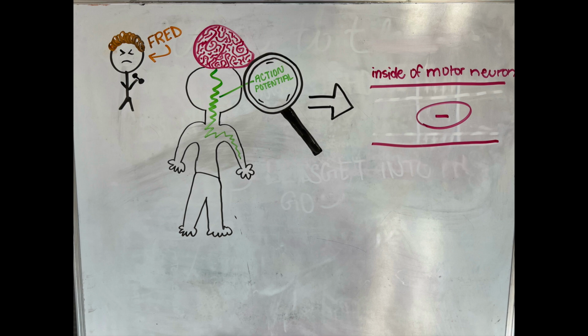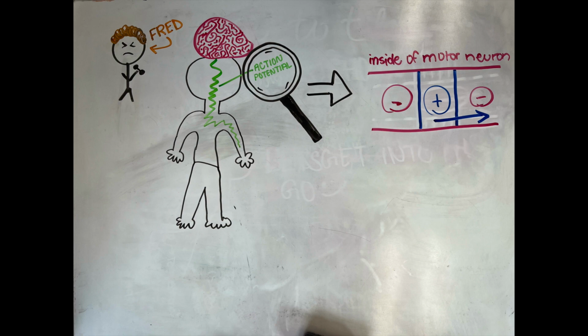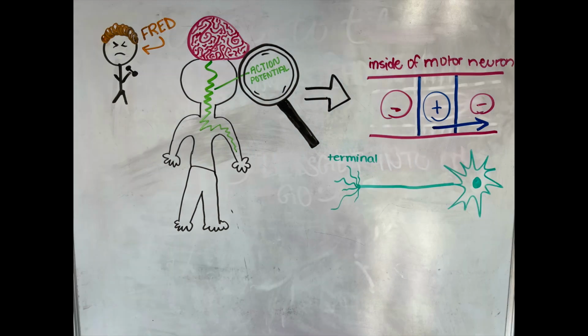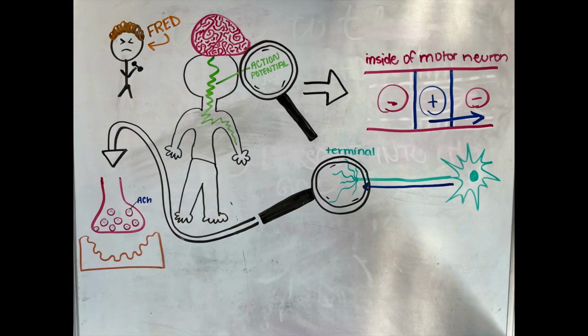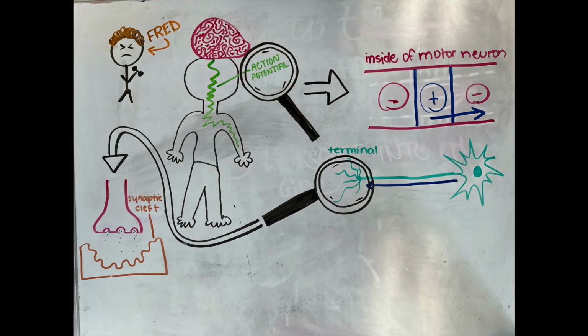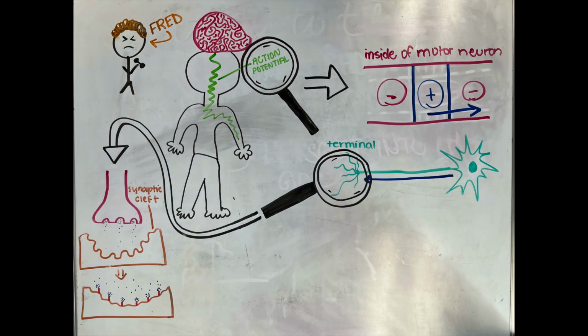This means the inside of the motor neurons will turn from negative to positive as the action potential shoots down the neuron. As the action potential gets close to the end of a neuron, aka the terminal, it will release the acetylcholine, also known as the ACH, from the vesicles that they are stored in within the neuron. This now free ACH will diffuse across the synaptic cleft and bind to the ACH receptors within the membrane of the muscle fiber, also known as the sarcolemma.